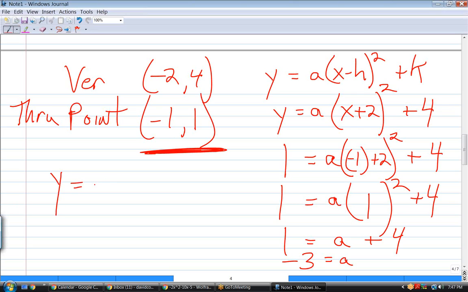Y equals -3, parenthesis, x minus 2, x plus 2, parenthesis, plus 4. You gotta always square that. In other words, you need one of the variables to be squared. The x is usually the variable that's squared if you're dealing with vertical parabolas. If you're dealing with horizontal parabolas, then it's x equal y squared.